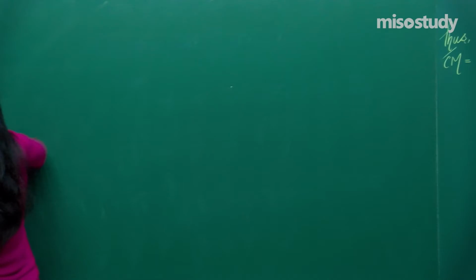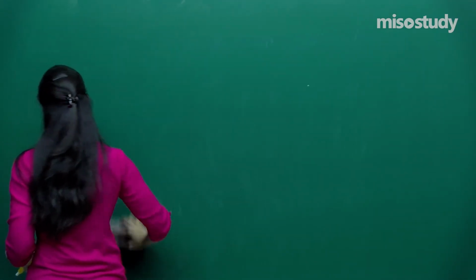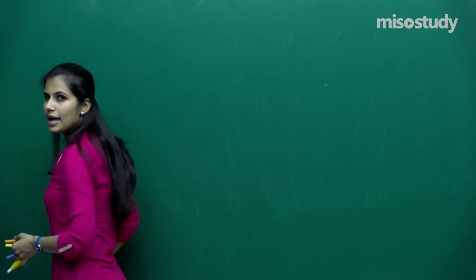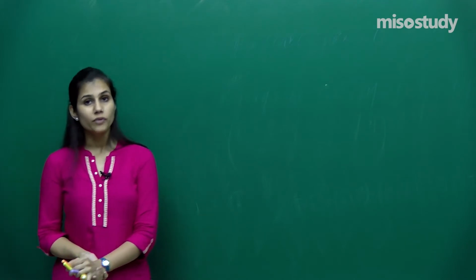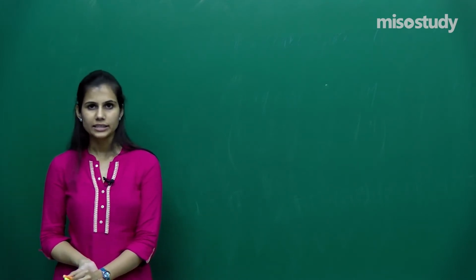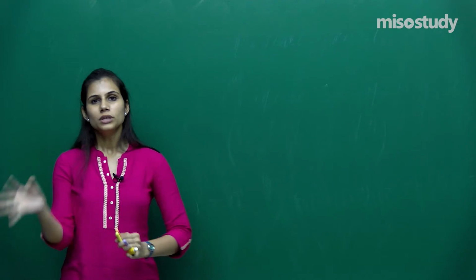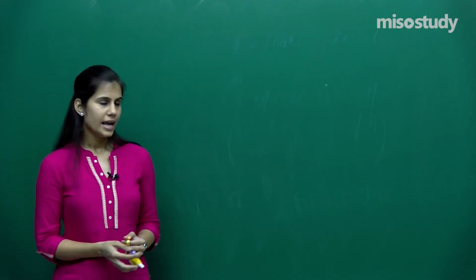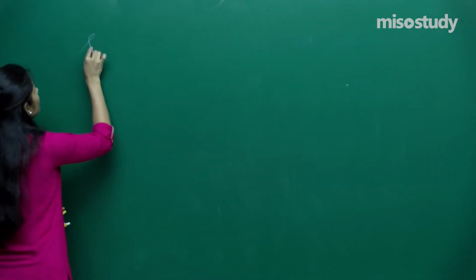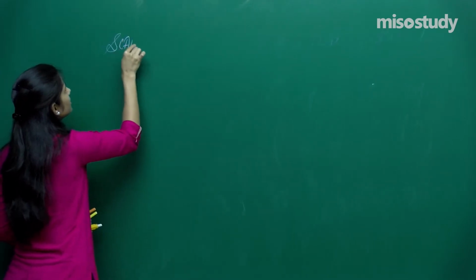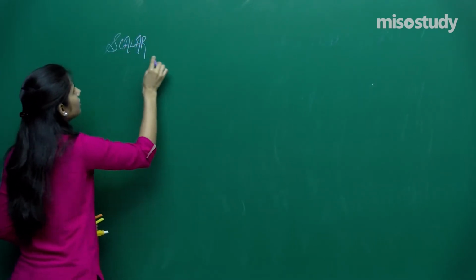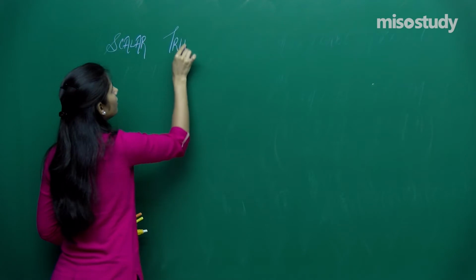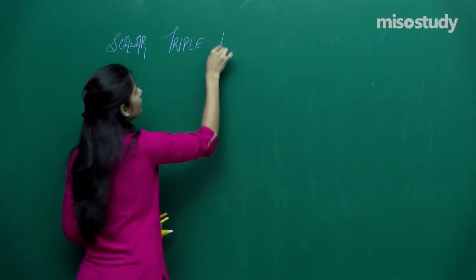Now, we have understood about dot product, which is also called scalar product, and that dot product was basically for two vectors, right? Now, we have to move on to three vectors and understand what is scalar triple product.